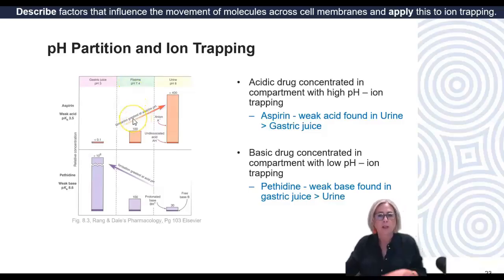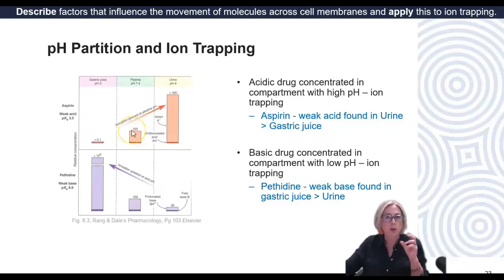Once in the blood plasma, the unionized form will ionize a little bit, which is what you're seeing here. So some of it will accumulate in the plasma, because remember, the ionized form is the water-soluble form that's less easily absorbed. But then you can see here that in urine, you're getting much greater accumulation of that weakly acidic drug, because the pH here is even higher. So a weak acid in a base tends to ionize much more. The bottom line is the acidic drug is concentrated in the compartment with the high pH. This is known as ion trapping.